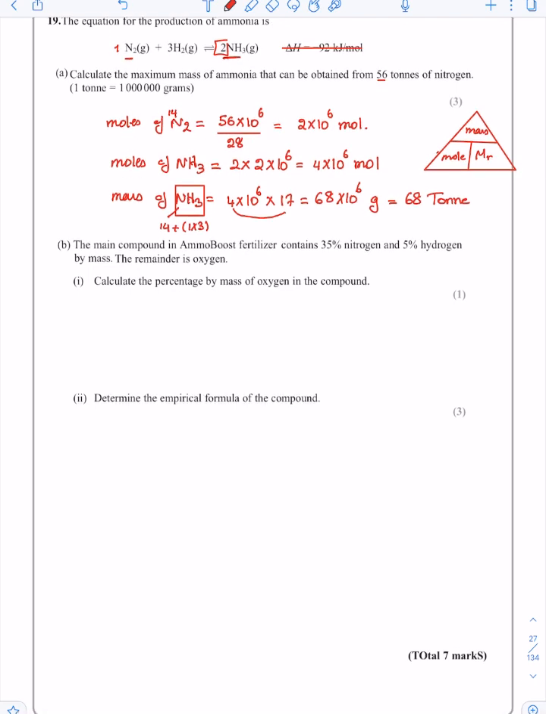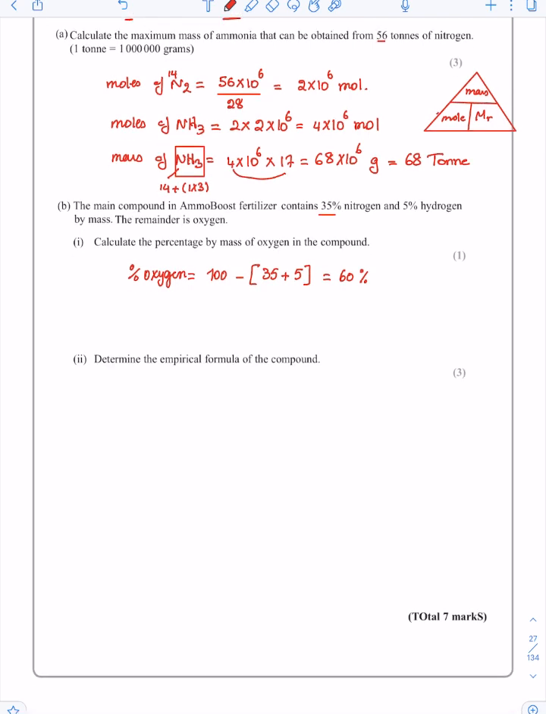Question B. The main compound in ammo boost fertilizer contains 35% nitrogen and 5% hydrogen. The remainder is oxygen. Calculate the percentage by mass of oxygen in the compound. المفروض يكون ال percentages السم بتاعها 100 يبقى كده ال percentage of oxygen is equal to 100 minus the sum of nitrogen which is 35 plus the hydrogen which is 5. 100 minus 40 give you 60%.